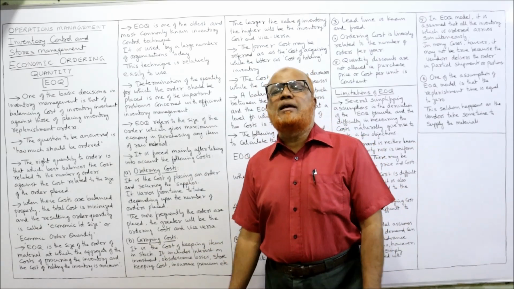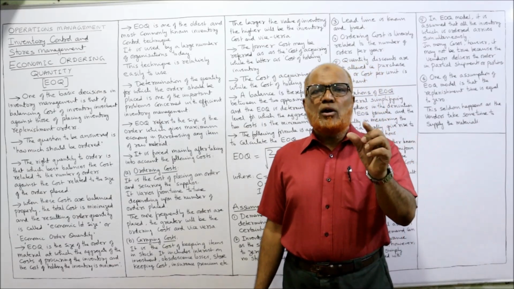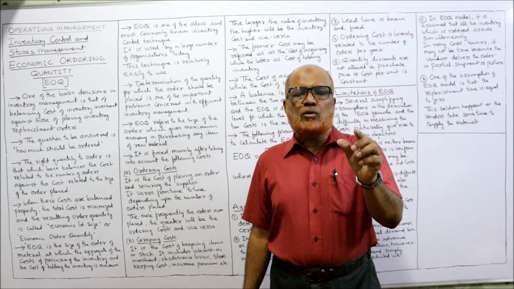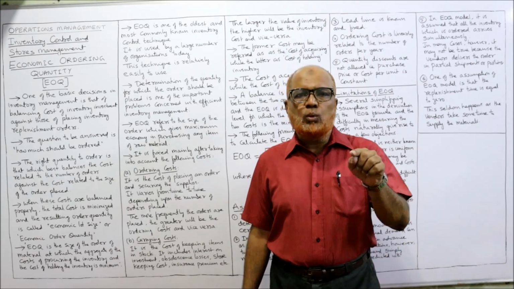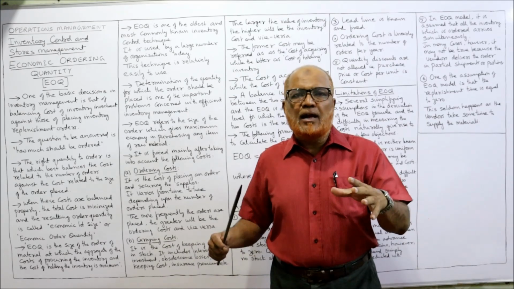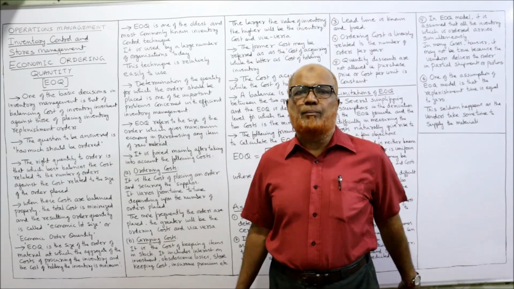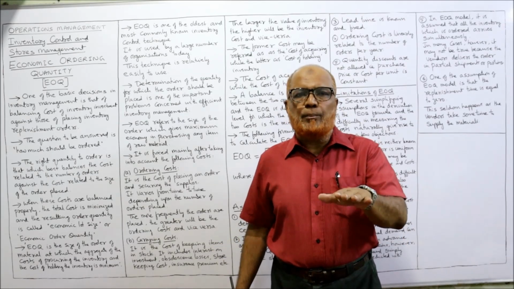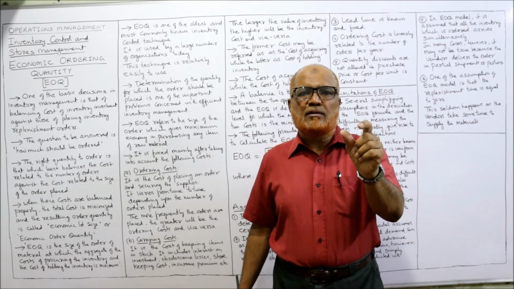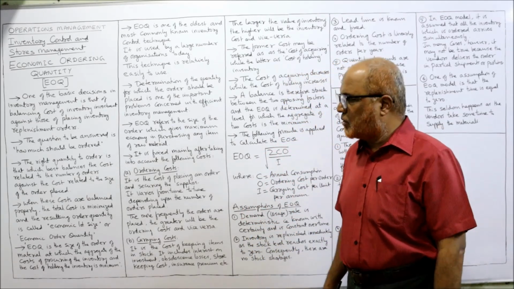This is the complete definition of the term EOQ. So economic ordering quantity is that quantity to be ordered to the supplier at which the aggregate of the carrying cost and ordering cost will be minimum. That means the total of ordering cost and carrying cost will be minimum at that quantity, and that quantity is called EOQ, economic ordering quantity.